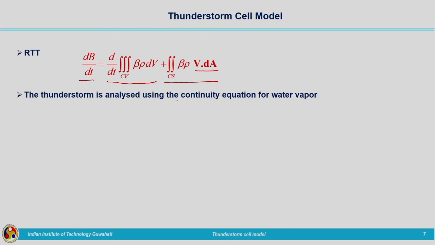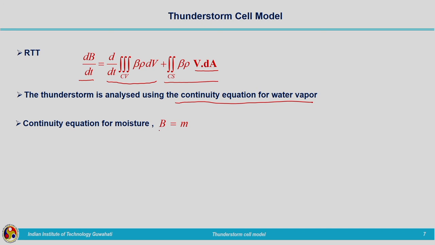So, we are going to analyze the thunderstorm cell model using the continuity equation for water vapor. Here, what is the very important factor? It is water vapor only. So, the same continuity equation which we derived for the transport of water vapor in the atmosphere, we will be making use of here. What was it?